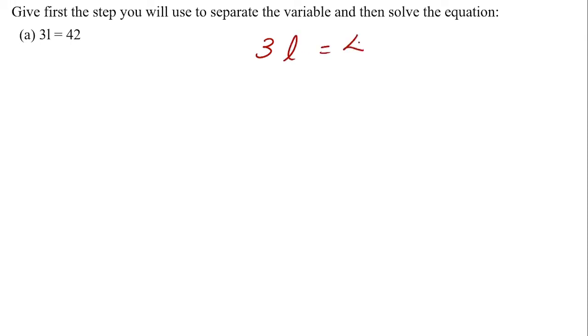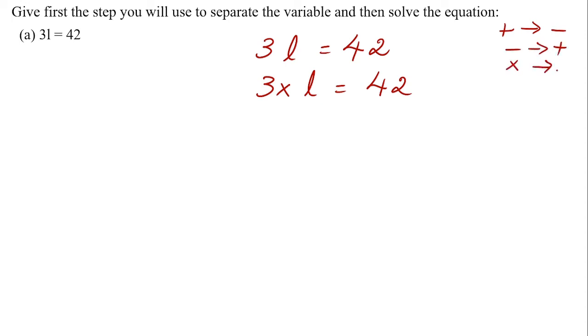3L is equal to 42. Now 3L is nothing but 3 into L is equal to 42. What did I say? If plus is there, you change the sign to minus. If minus is there, you change the sign to plus. If multiplication is there, you have to change it to divide. And if divide is there, then you have to change it to multiplication. Here multiplication is there, right? So you have to divide.